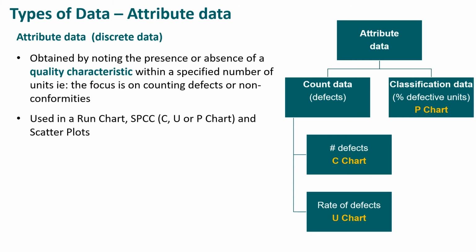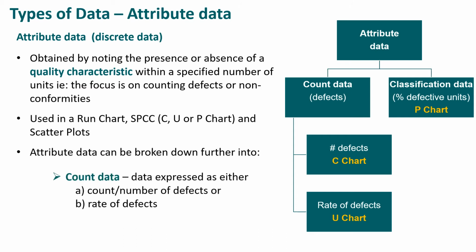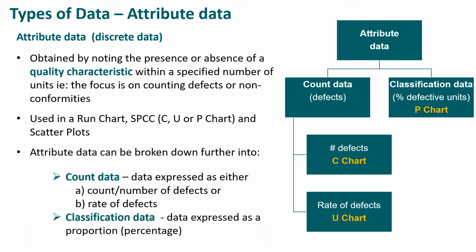Attribute data is used in a run chart, also a statistical process control chart, such as the C chart, U chart, or P chart, and it's also used in scatter plots. Attribute data can be broken down further into count data, and the data can be expressed as either the count or the number of defects or the rate of defects. It also can be broken down to classification data. That's data expressed as either a proportion or a percentage.